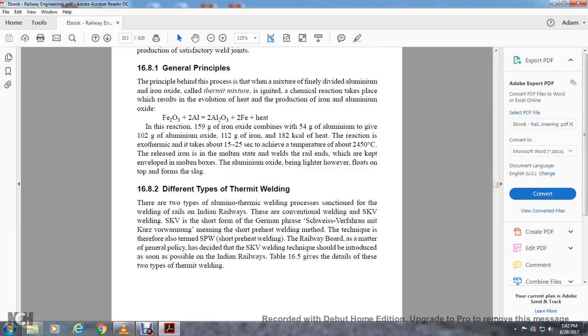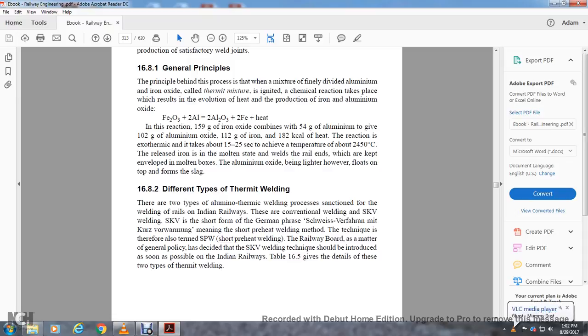16.8.2 Different types of thermite welding. Two types of aluminothermic welding processes are sanctioned for welding rails on Indian Railways: the conventional welding and the SKV welding. SKV is the short form of the German phrase Schweissen mit kurzer Vorwärmung, meaning the short preheat welding method. The technique is termed short preheating welding.